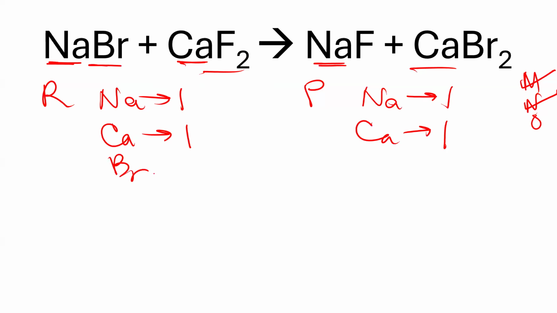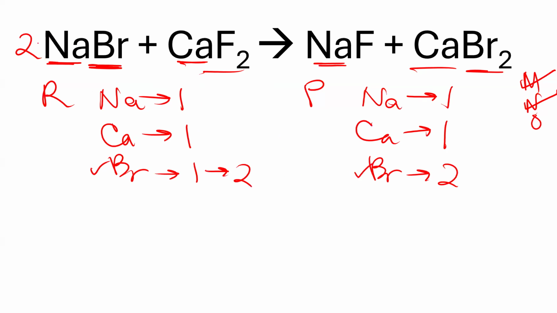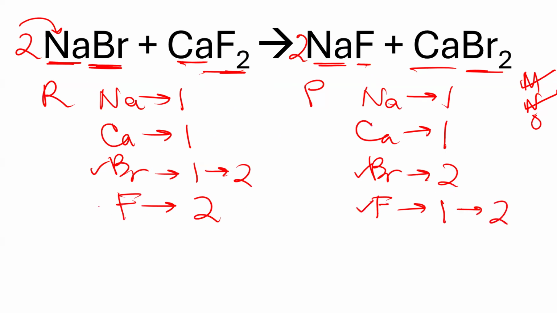So bromine would be 1 on the reactant side and 2 on the product side. So we multiply this by 2. This balances our bromine, right? We'll take care of the sodium later. And we have fluorine on the reactant side. There's 2 and there's 1 fluorine on the other side. So we place 2 here. That makes fluorine 2. That balances it out.